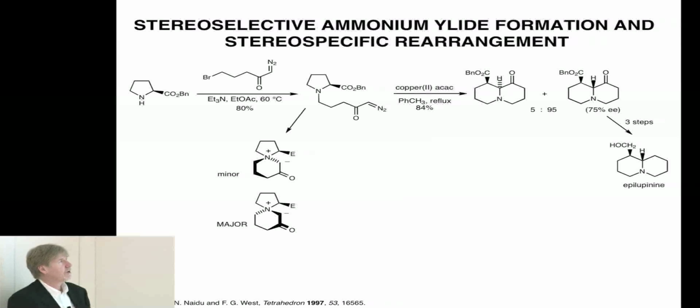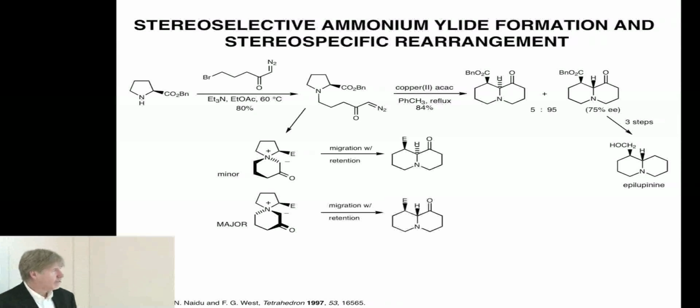There's 2 possible ammonium ylides that can be formed when this metallocarbene and this nitrogen react. The metallocarbene can either approach from the bottom, away from the ester, or from the top, on the same side as the ester. From the bottom would give us this ylide, from the top would give us this ylide. And now if each of these ylides rearranged with complete retention, we would get each of these diastereomeric quinolizidines. And if this is the major one, then that would mean this was the major ylide.